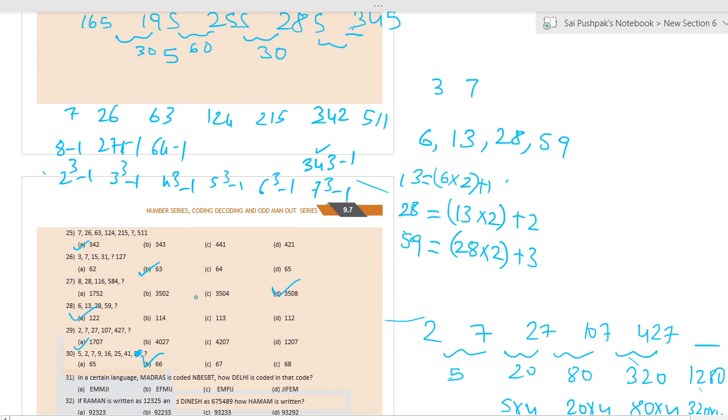6 into 2 plus 1 is 13 and 13 into 2 plus 2 is 28. 28 into 2 plus 3 is 59. So plus 1, plus 2, plus 3 and so on. So what will be the next number? The next number will be 59 into 2. This is constant. We need to add one more here. Add 4. What is 59 into 2 plus 4? It is 122.